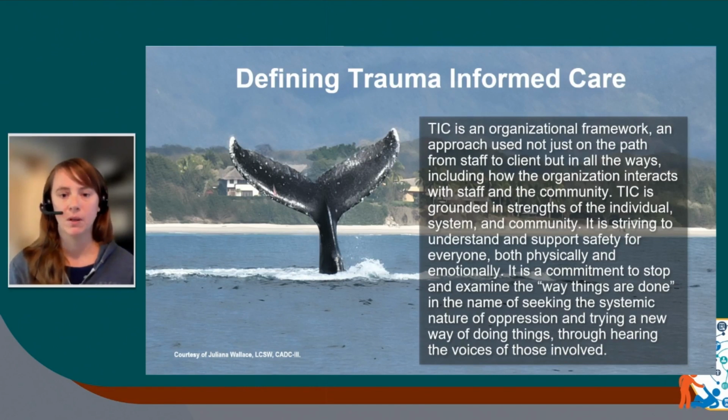How do we know how to talk about when we feel safe and when we don't, in a transparent and respectful way? This last piece is important to me, and it's my attempt to weave in racial inequities and institutional oppression. Trauma-informed care is a commitment to stop and examine the way things were done in the name of seeking the systemic nature of oppression and trying on a new way of doing things. And we do that through hearing the voices of those involved.